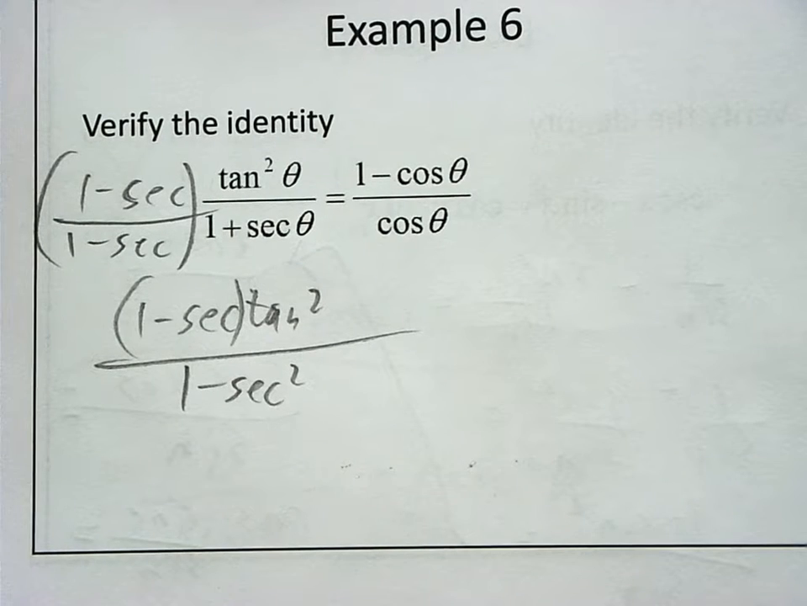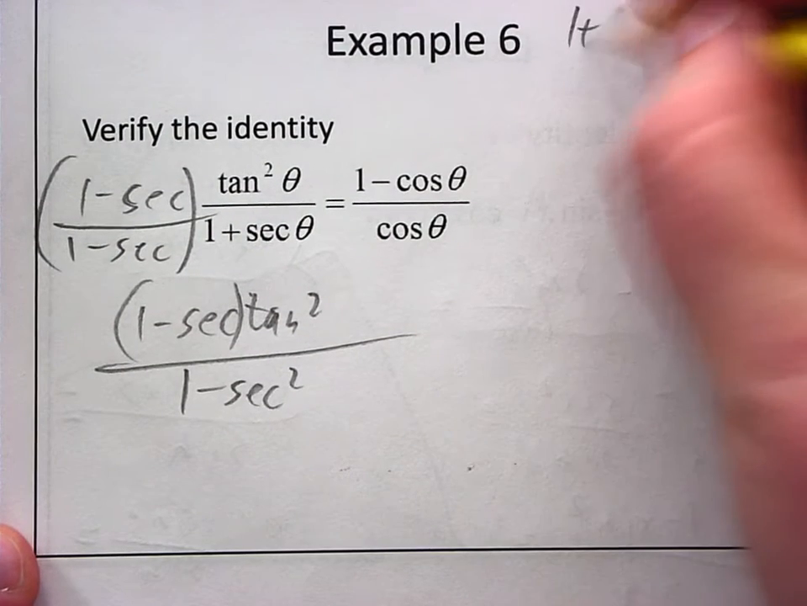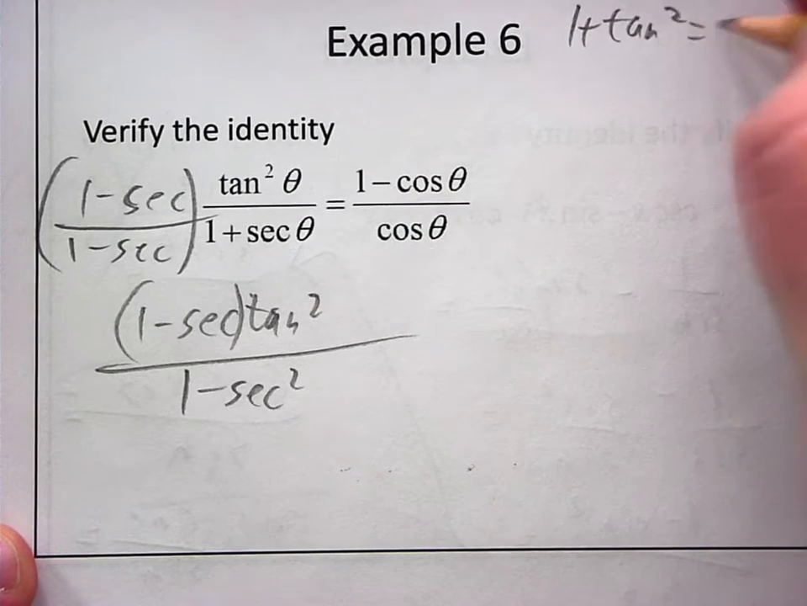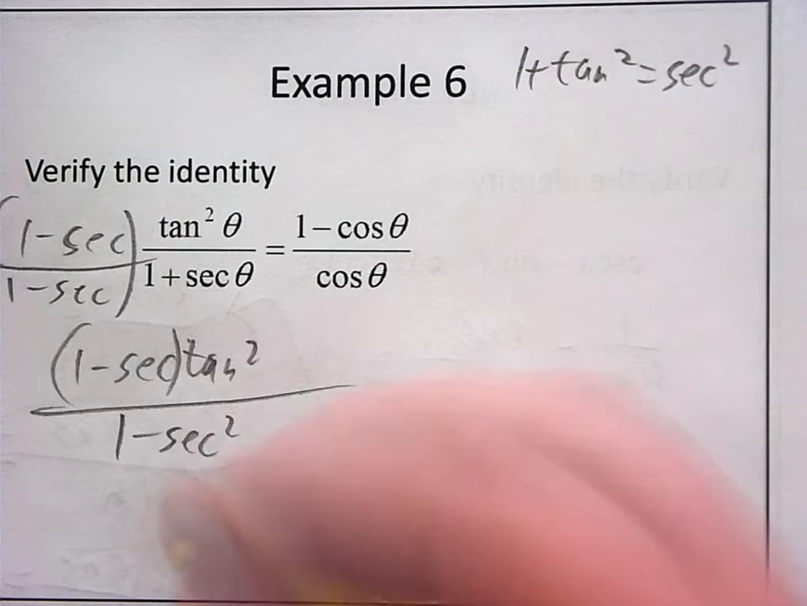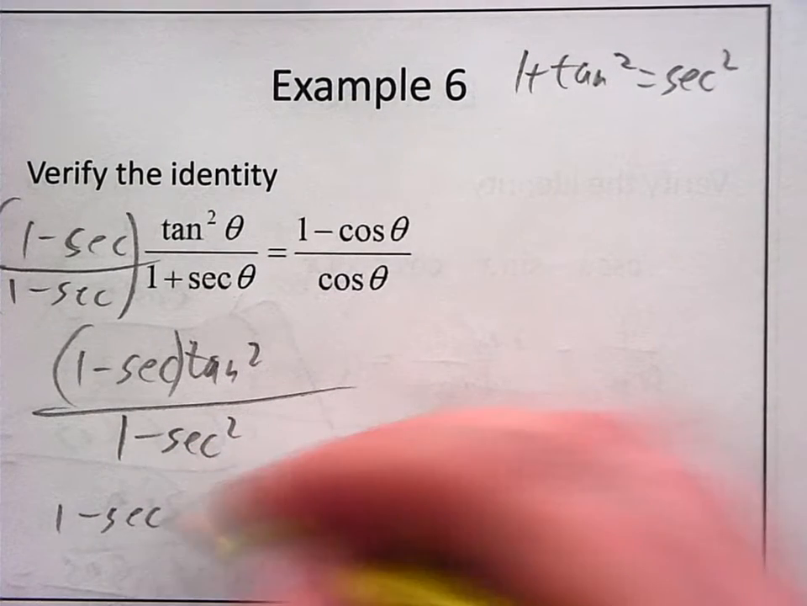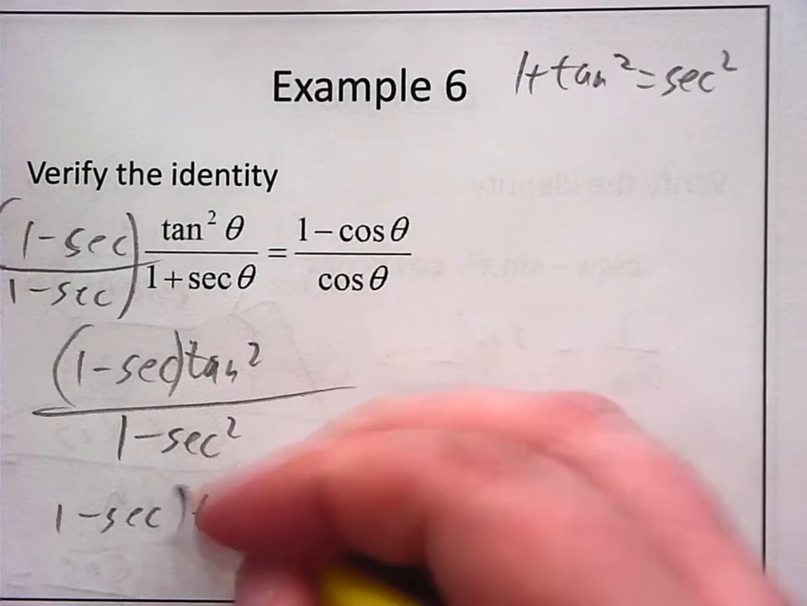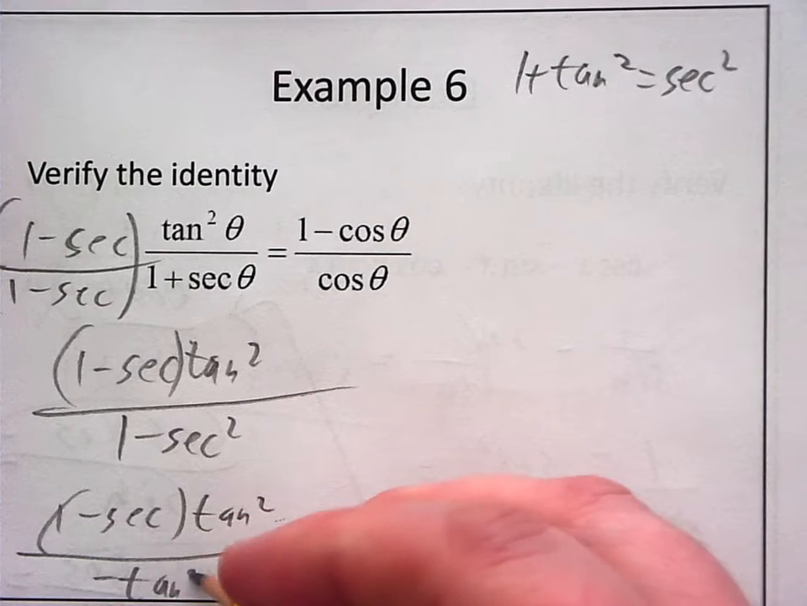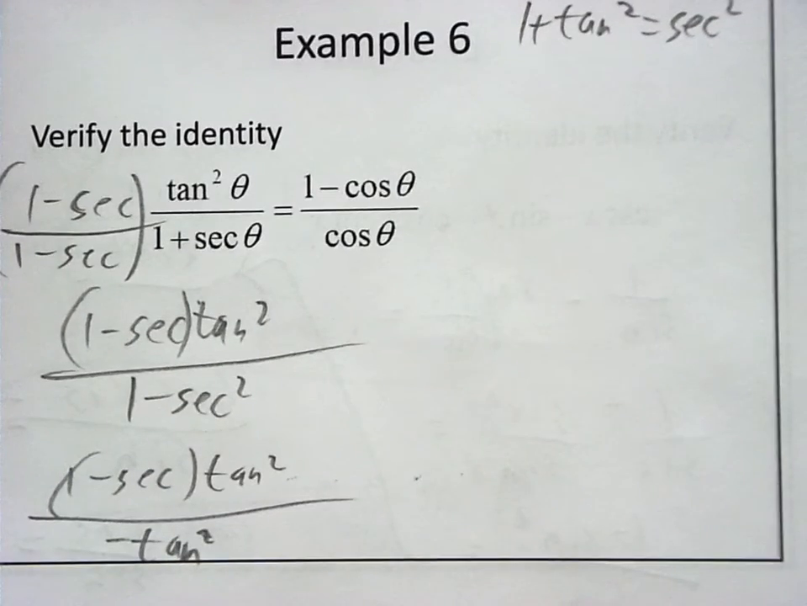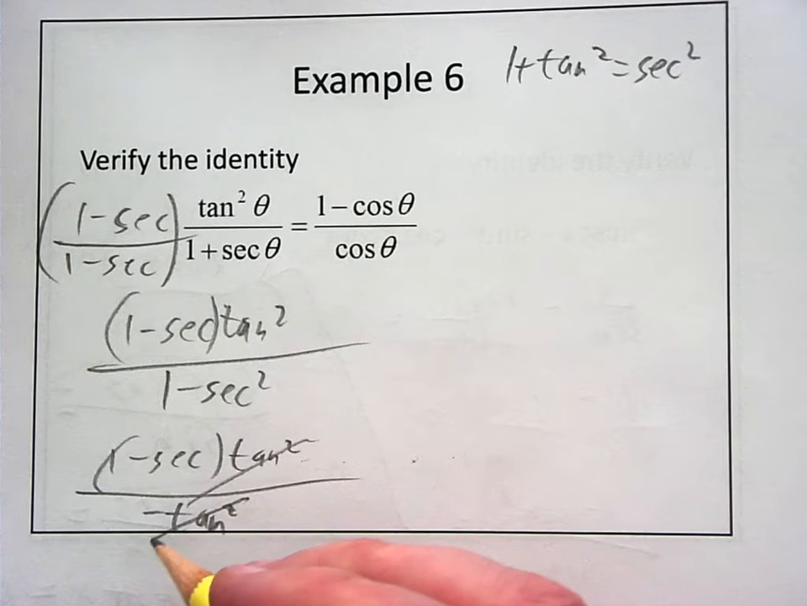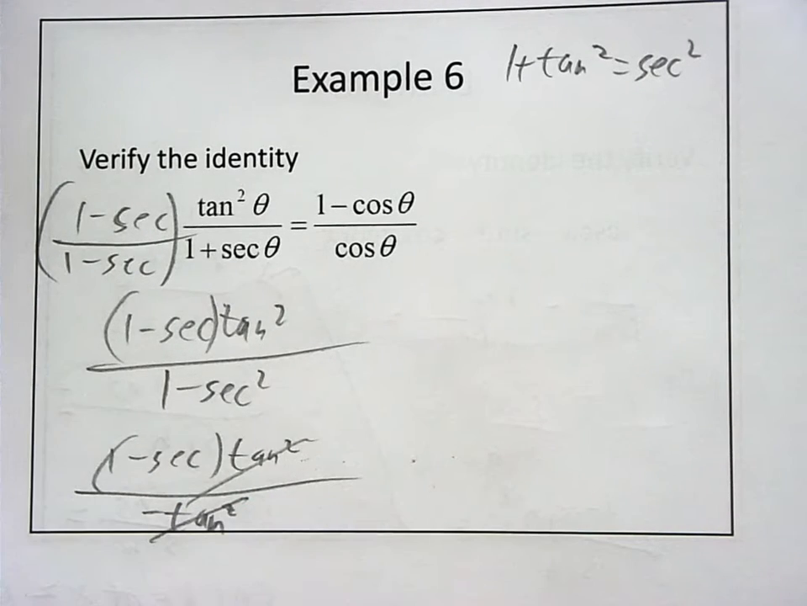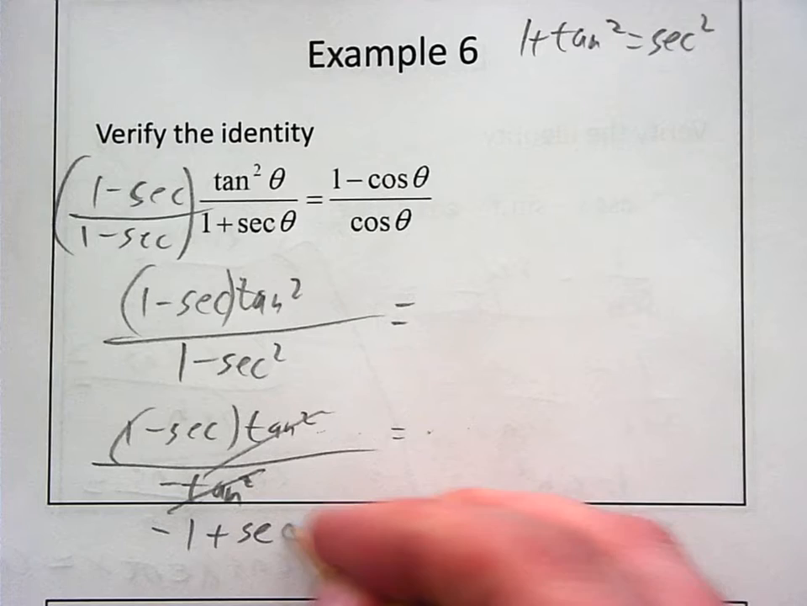It's not tangent. 1 plus tangent squared is equal to secant squared. So yeah, that's going to be equal to negative tangent squared. You see that? So I have 1 minus secant times tangent squared on top over negative tangent squared on the bottom. What cancels? Tangent squareds are gone. The negative is still there though, right? So what's that going to do to the numerator? It's going to turn into negative 1 plus secant.